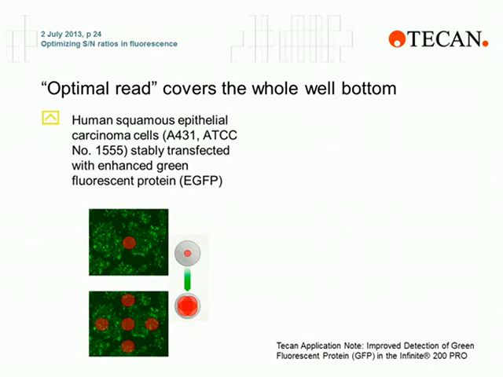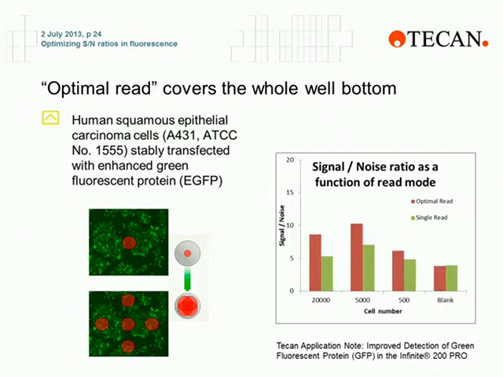As seen in the animation, the machine reads at multiple points, reducing your chance that you measure at a point where there are no cells and you end up with the wrong signal. At the end, this will contribute also to your signal-to-noise ratio.